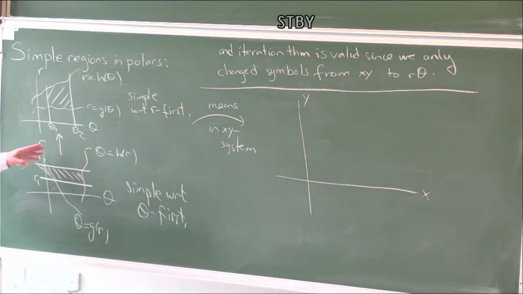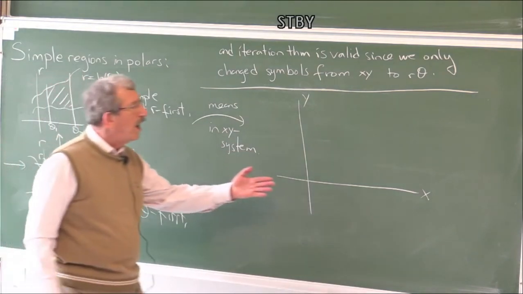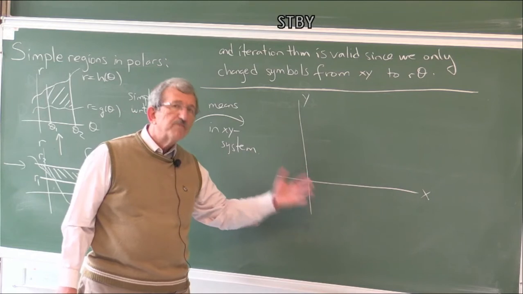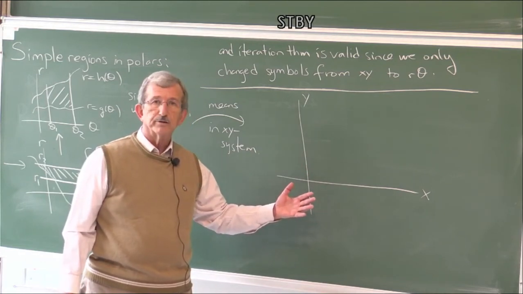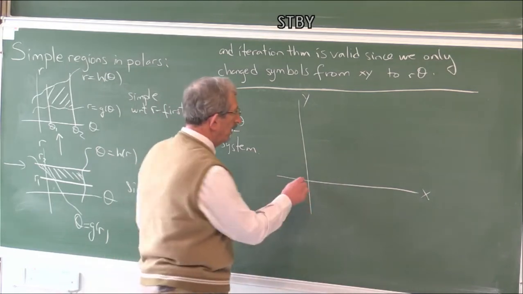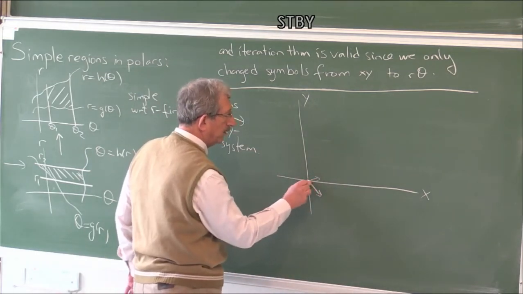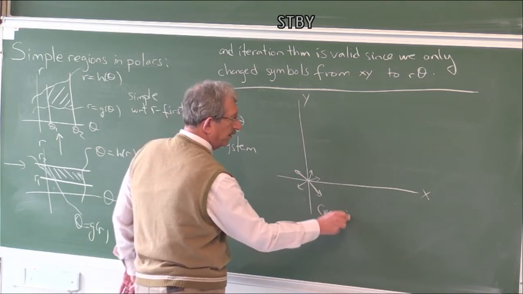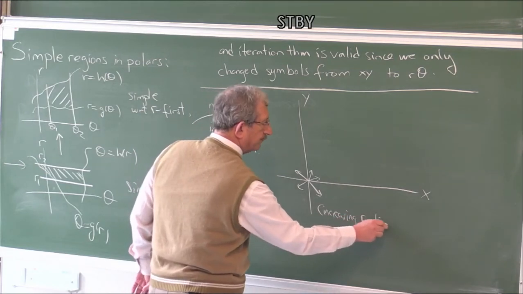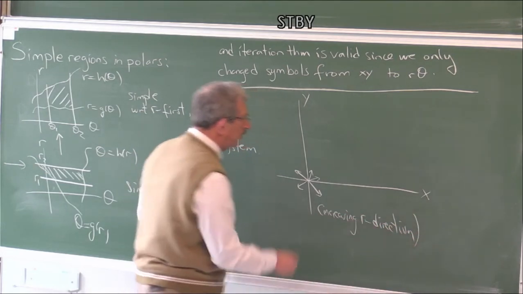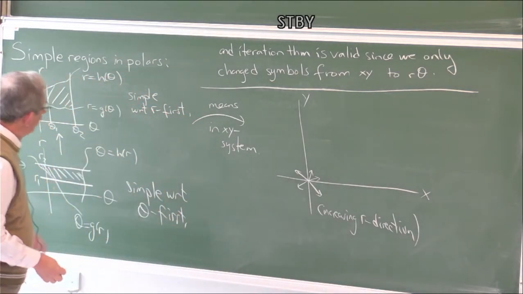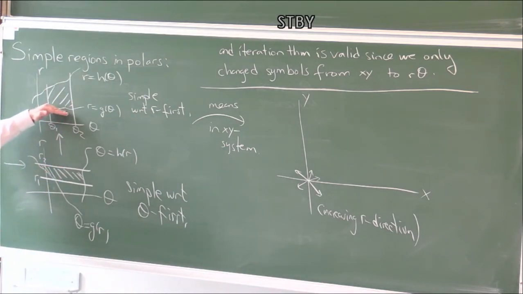Let us see. We are looking in the r direction. But what is the r direction in the xy system? How does r increase? Okay. r increases starting from 0 in all directions. So, we look at the following. This is the increasing r direction, because when you go away from the origin, r increases. Fine. Okay. And then you start increasing r, you hit a curve.